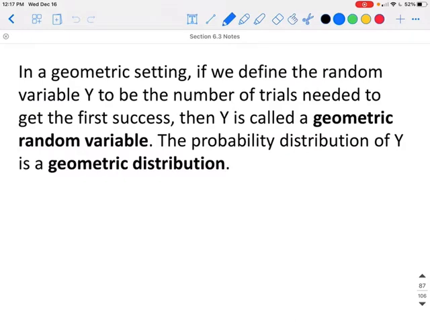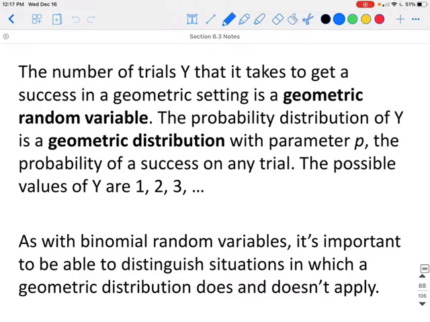In a geometric setting, if we define the random variable y to be the number of trials needed to get the first success, then y is called a geometric random variable. The probability distribution for y is a geometric distribution. The probability distribution of y is a geometric distribution with parameter p, the probability of success of any trial. The possible values for y are 1, 2, 3, and it continues on forever because there is no point where it has to stop. You will only stop when you reach a success.